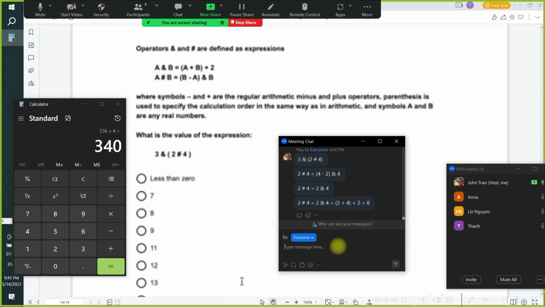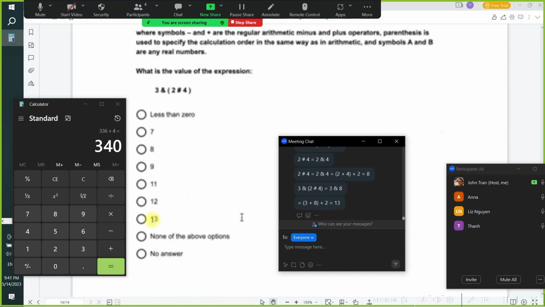So finally 3 and 2 sharp 4, it's going to be 3 and 8, right? 3 and 8 is actually equal to 13. 3 plus 8 plus 2. It's going to be 13, isn't it? Yeah, it's 13.